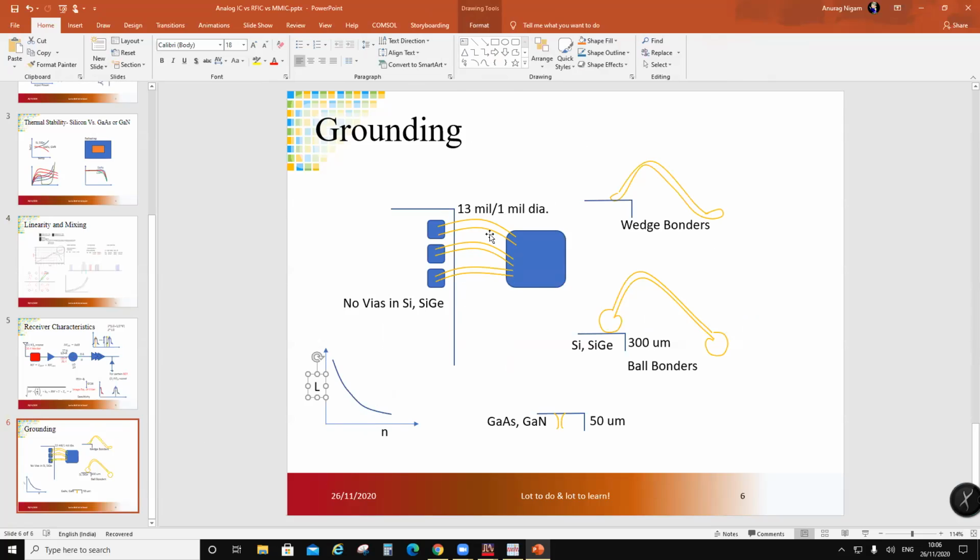So when you put these wires, let's say 9 of them or 10 of them, the inductance comes down to like 0.2 nanohenry, which is 200 picohenry. So this comes down to something like 200 picohenry.